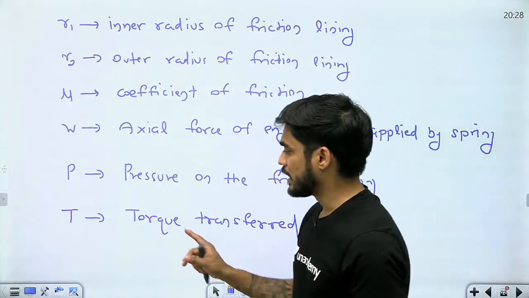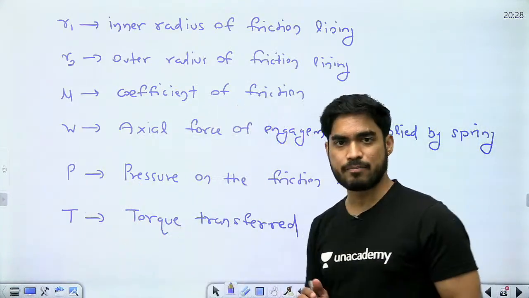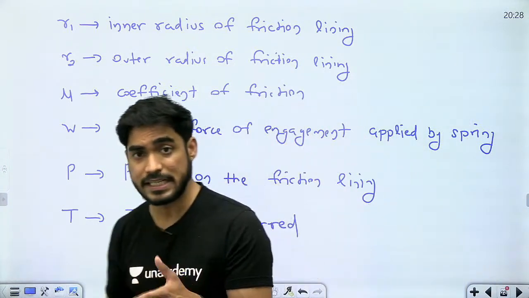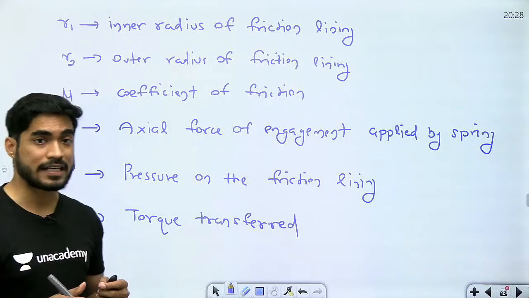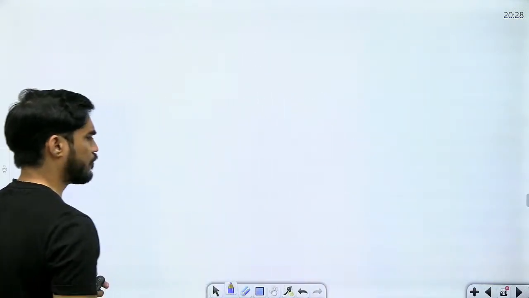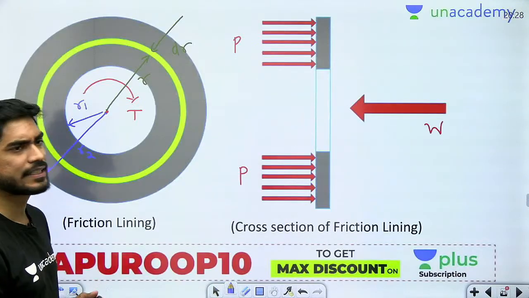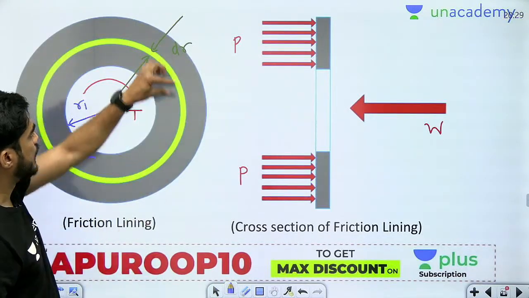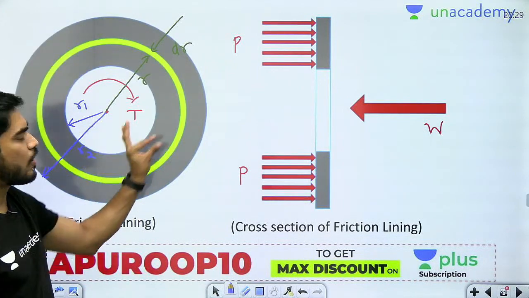Now I need to find the relation between T and R. अब मुझे torque और R के बीच में relation चाहिए. Okay, I need a relation between T and R. So how I will find that relation? Understand beta? In order to find the torque transfer, I need the friction force. Okay, so I will do the same thing here also. I will first consider this very small element.